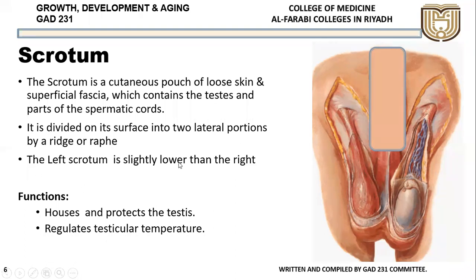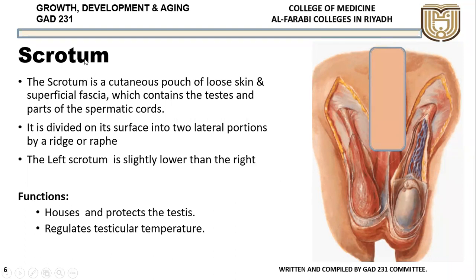The left scrotum is slightly lower than the right. If you observe, the left scrotum as well as the left testis will be slightly lower compared to the right side. This is the normal position.